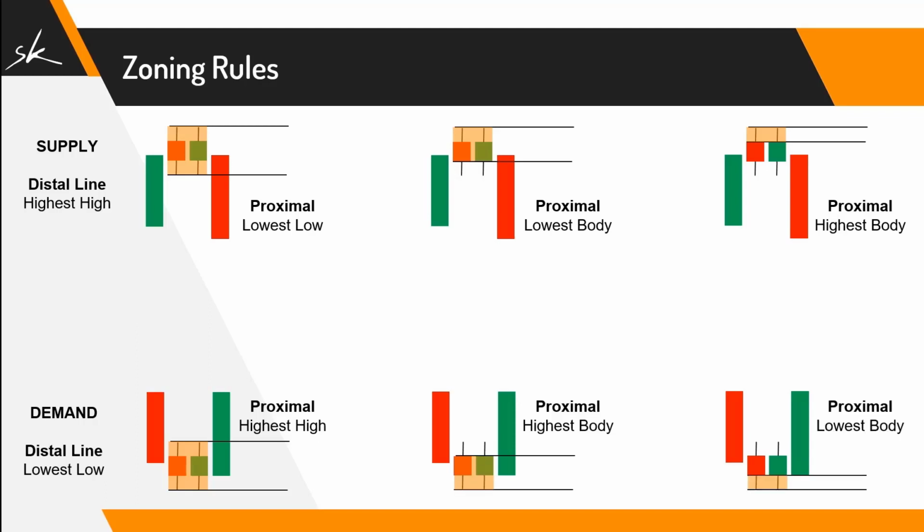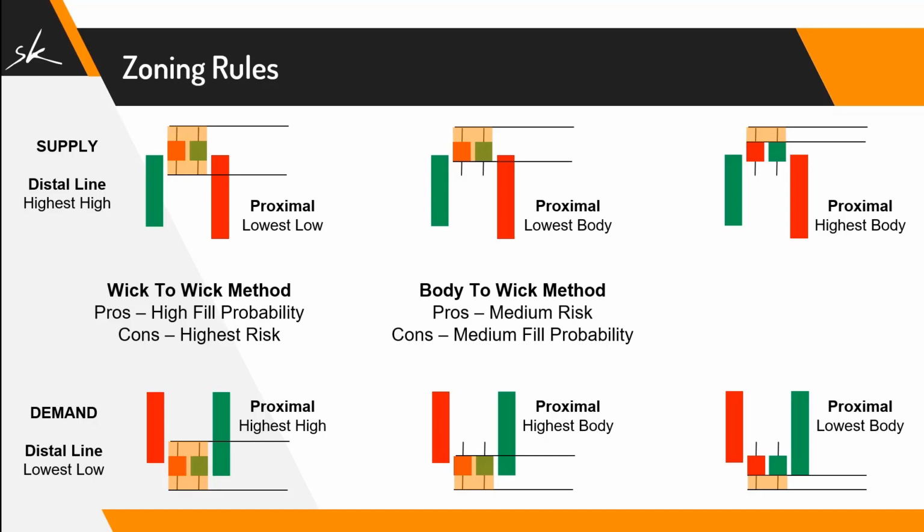These three different methodologies have their own pros and cons. Let's understand the advantages and disadvantages. When using wick to wick method, the pro side is we have a higher probability of fill, but the downside is bigger risk. When using body to wick method, the pro side is medium risk and the probability of fill is also medium. In the last way, the pro side is the lowest risk, but the downside is the lowest probability of getting a fill.